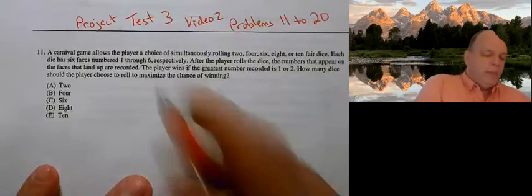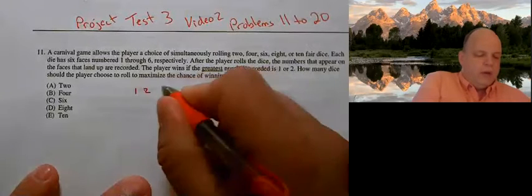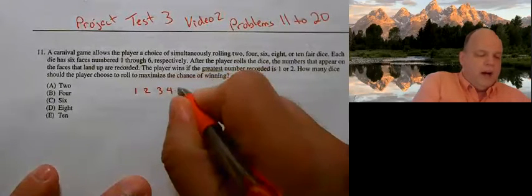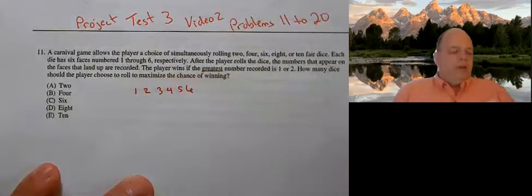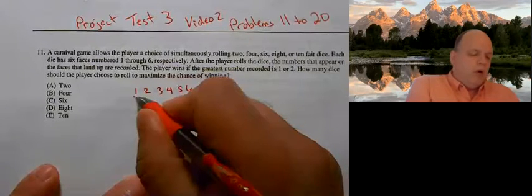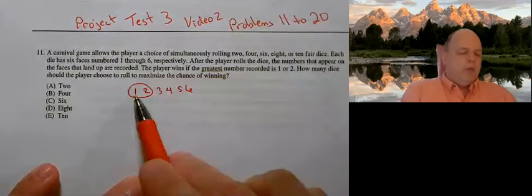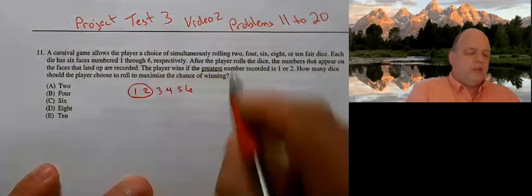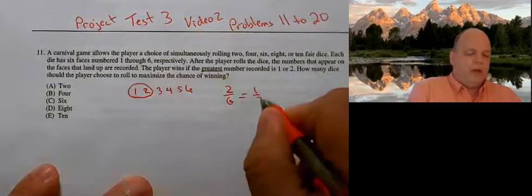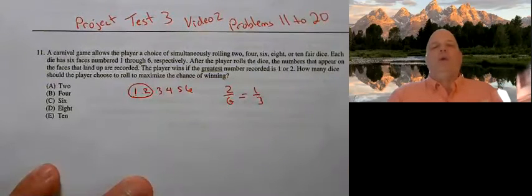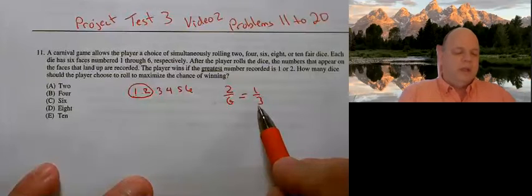So let's go ahead and make a sample space. We can get a 1, 2, 3, 4, 5, or 6. That's what can happen. Now, to win, we have to roll only those numbers. Well, that's 1, 2 out of 6. So 2 out of 6 wins, which is 1/3. Okay, so we only can win 1/3 of the time.